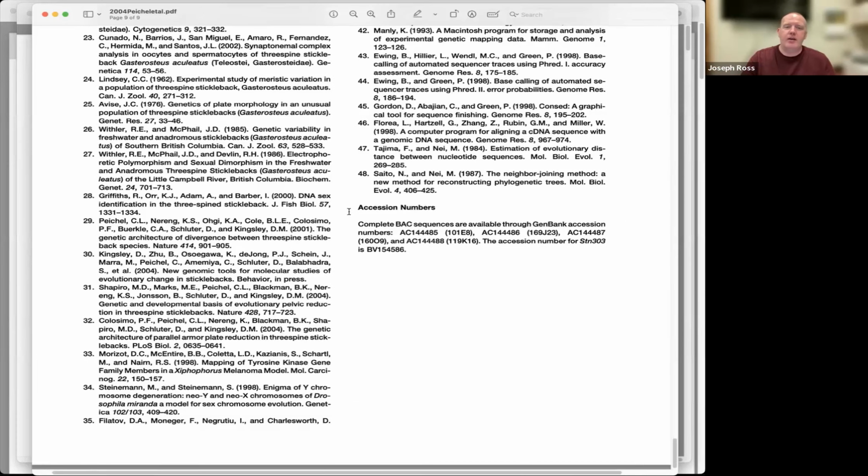And finally, this is sort of akin to resource sharing, data management, accession numbers. Aside from those supplemental files with additional data, we also had DNA sequences that were generated as part of this project, and those sequences are available through these resources at GenBank. So that's very much like a data availability section. So all of those things are part of the structure of this Current Biology paper.